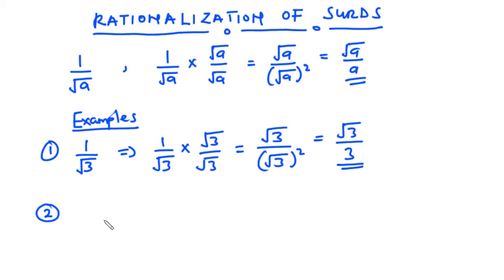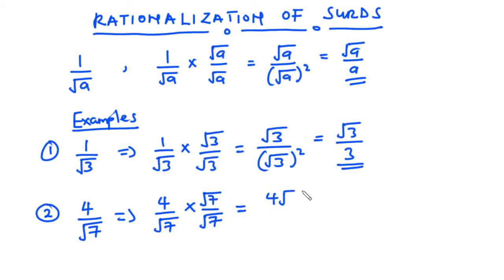So for the second example, we have 4 over root 7. Now let's do this together. So let's rewrite the expression 4 over root 7, and then we multiply top and bottom by root 7 over root 7. So we have 4 times root 7, which is 4 root 7, and then we have root 7 times root 7, which is root 7 all squared. So we have 4 root 7 divided by 7.